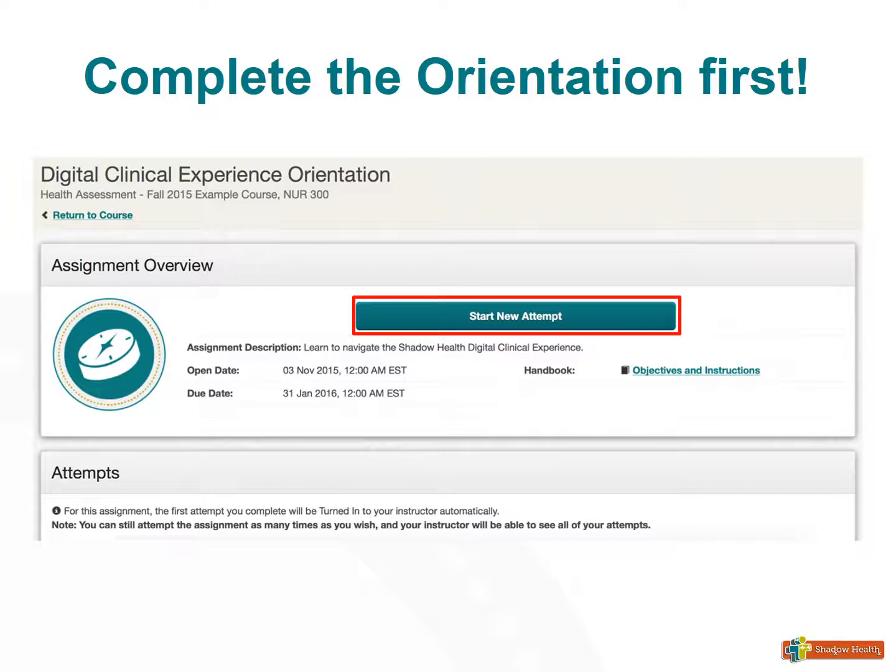Be sure to complete the orientation first. And like I said earlier, you will not be able to progress or do any additional assignments until you complete the digital clinical experience orientation.